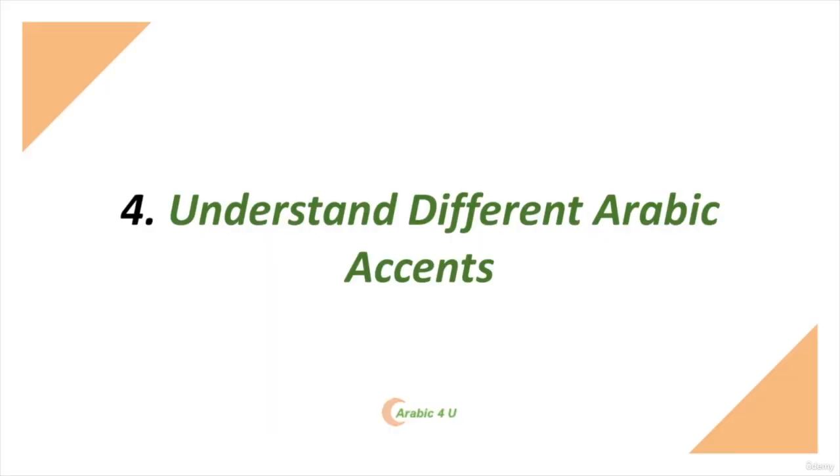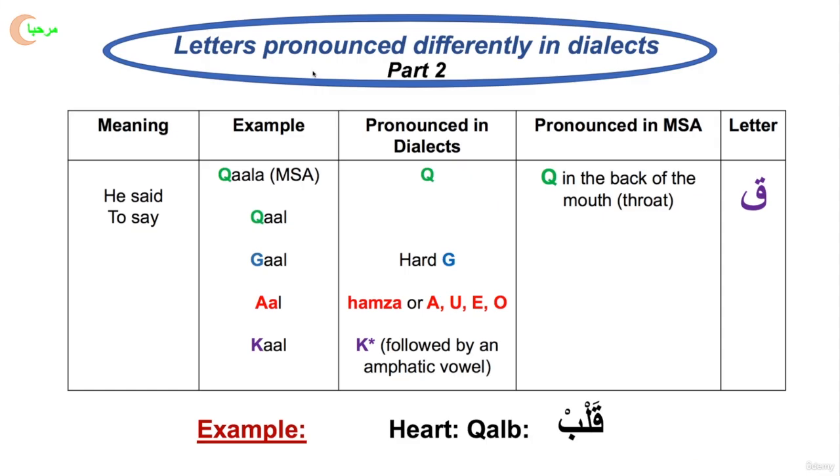I will also be teaching you how certain Arabic letters are pronounced differently depending on the dialect and the region. And this will help you to understand different Arabic accents. And here is an example in the next slide. In this video, we are going to talk about some differences in pronunciation between Modern Standard Arabic and the Arabic dialects. In Arabic, there are 6 letters that may be pronounced differently in dialects compared to Modern Standard Arabic. And in this lesson, we are going to cover one of them.